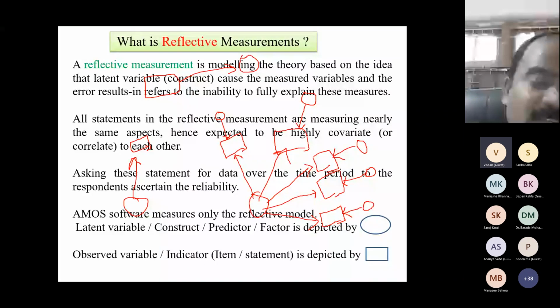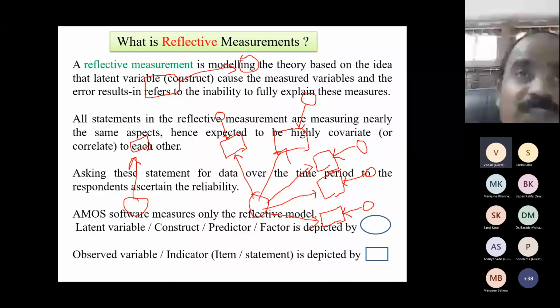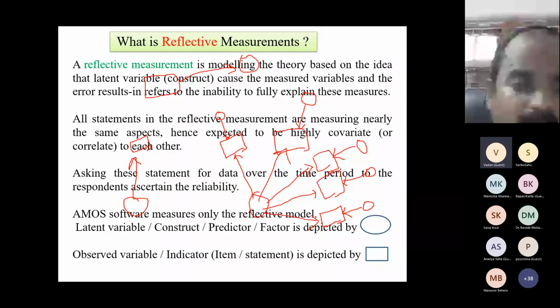If your measurement is reflective in nature, not formative in nature, then only you should adopt the AMOS. But most of the time, the scholars or students do not understand. They write everything in the thesis in a causative manner, but adopt the AMOS, because they are thinking AMOS is a very great thing, I will take it and put it.